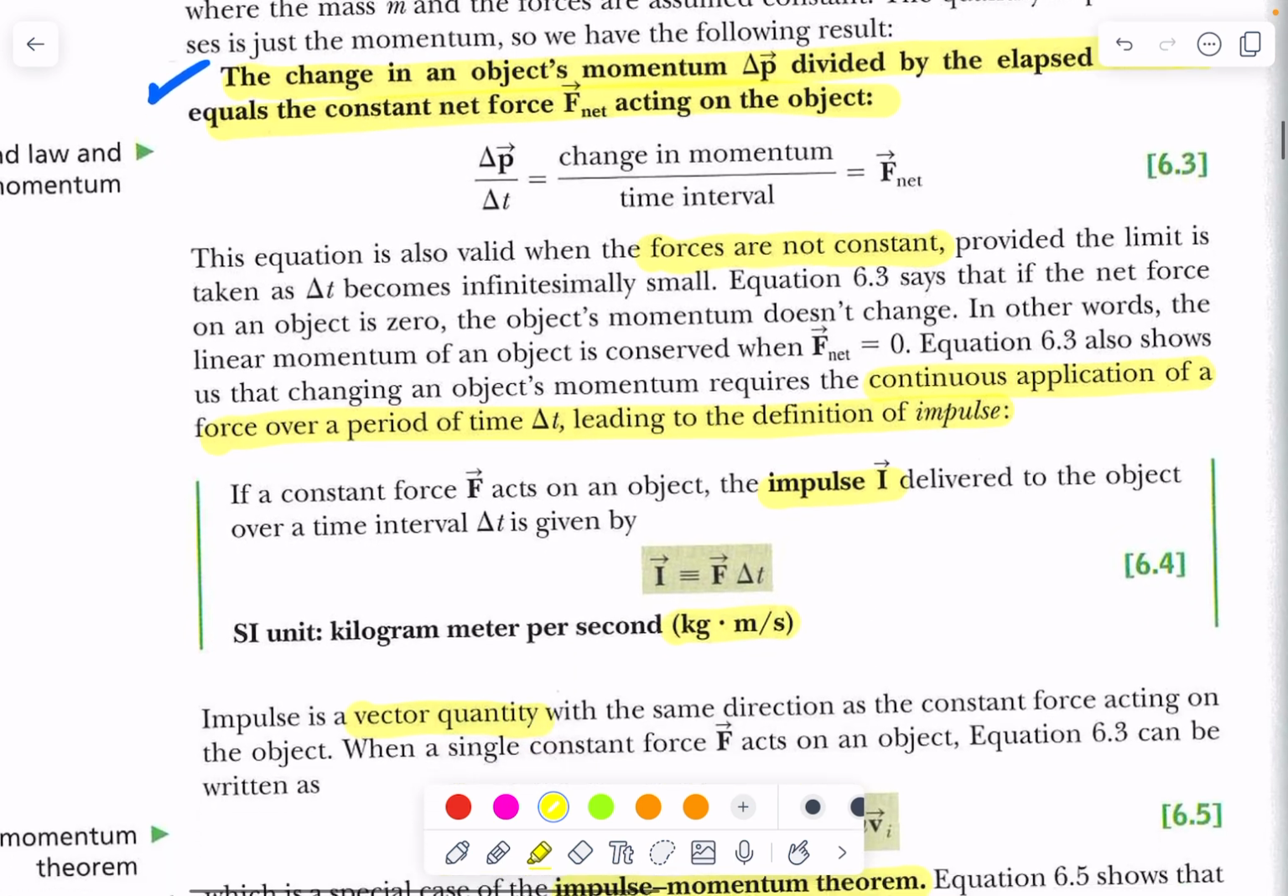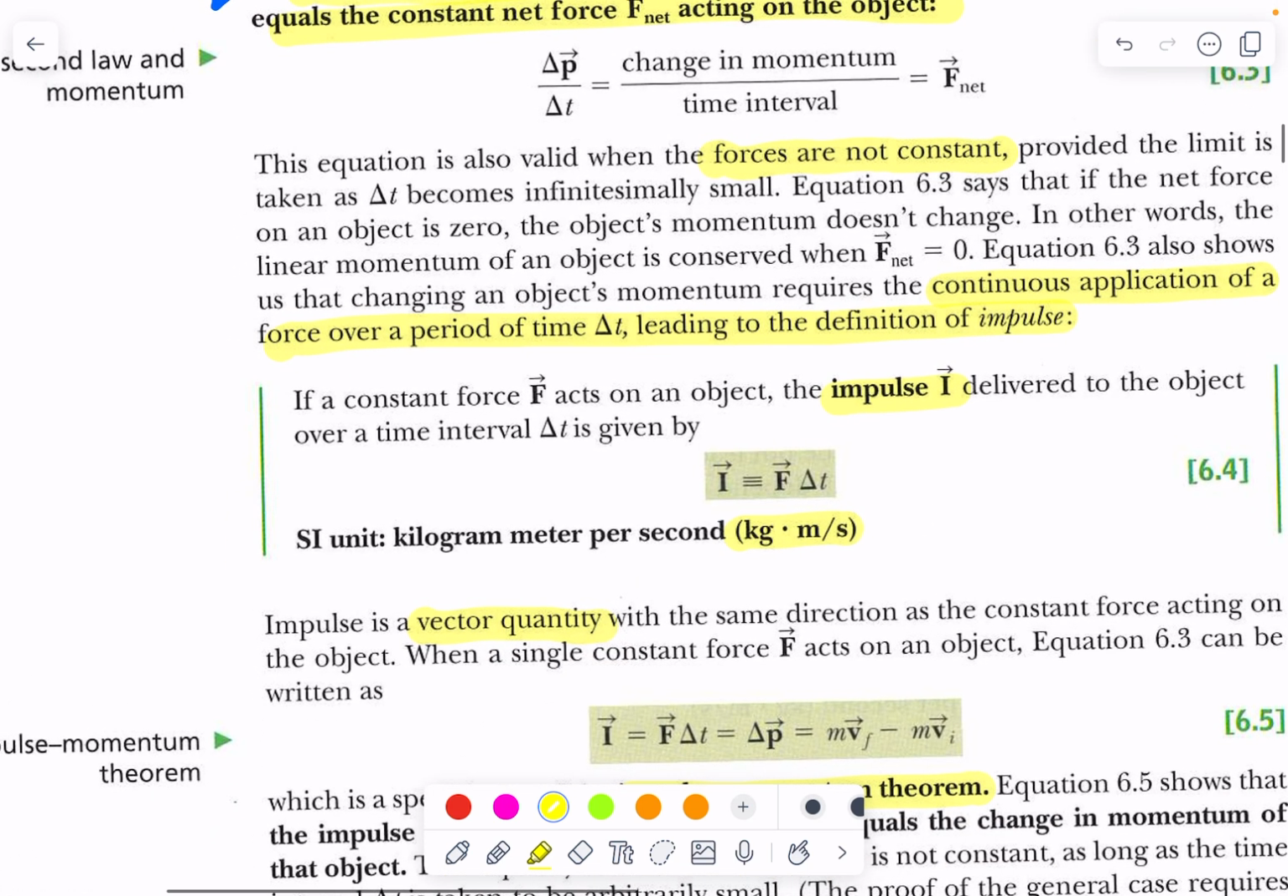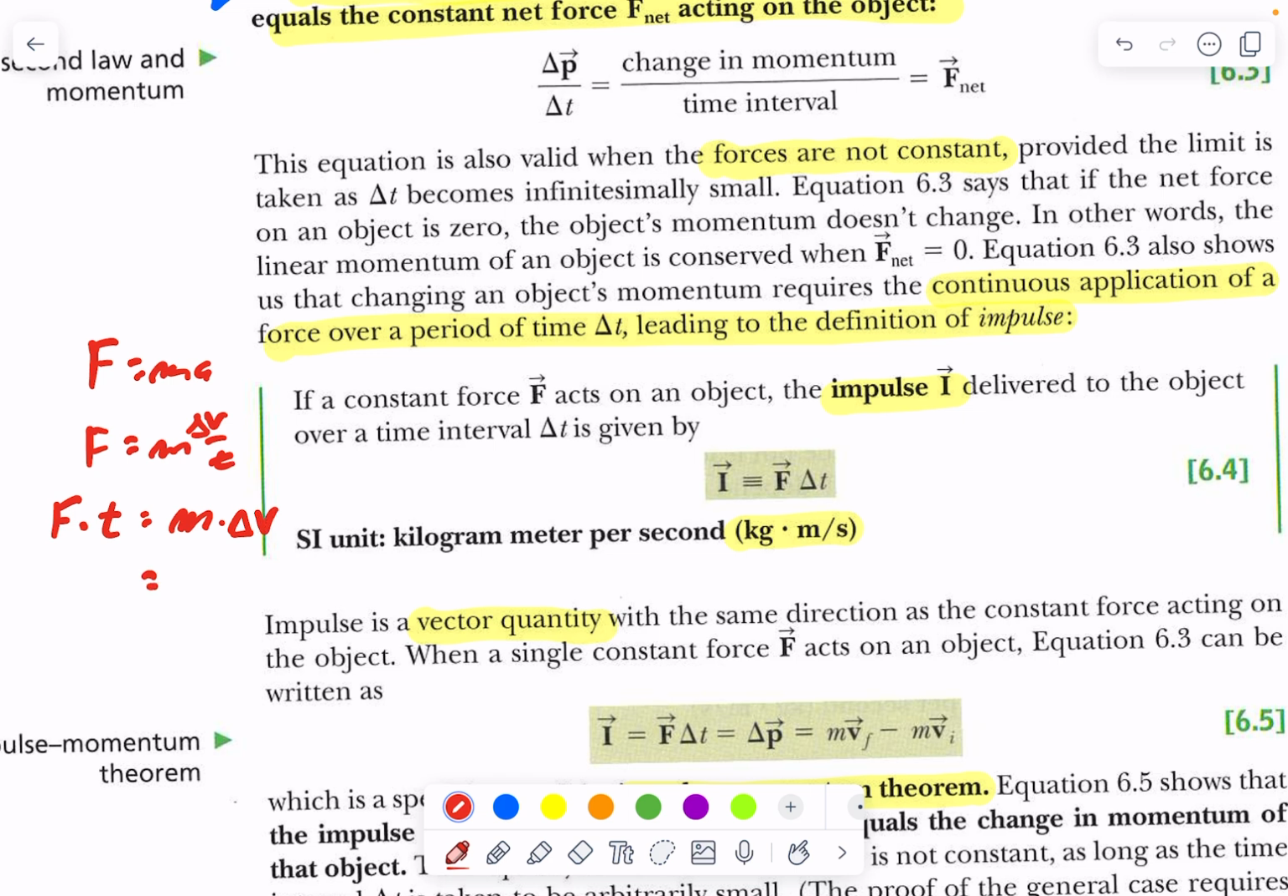Now, if we go back to F equals ma, and instead of acceleration, we have our change in velocity over time, and then we multiply both sides of the equation by time, we get force times time equals mass times the change in velocity. And of course, mass times the change in velocity is my change in momentum. We have this force times time on the other side, and that is known as the impulse.